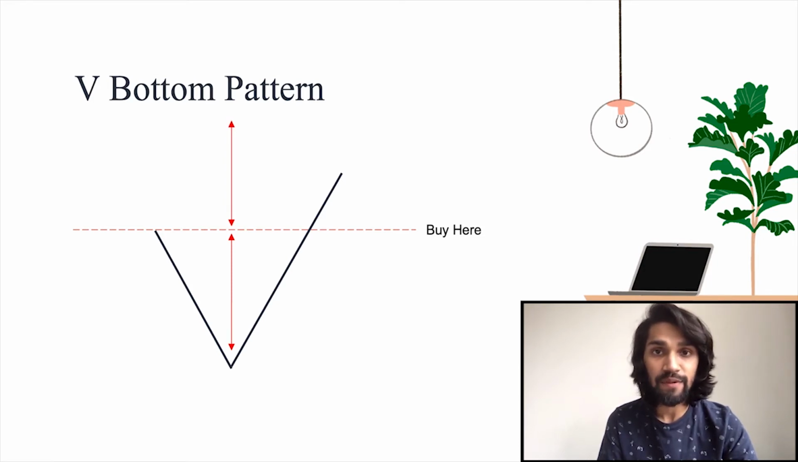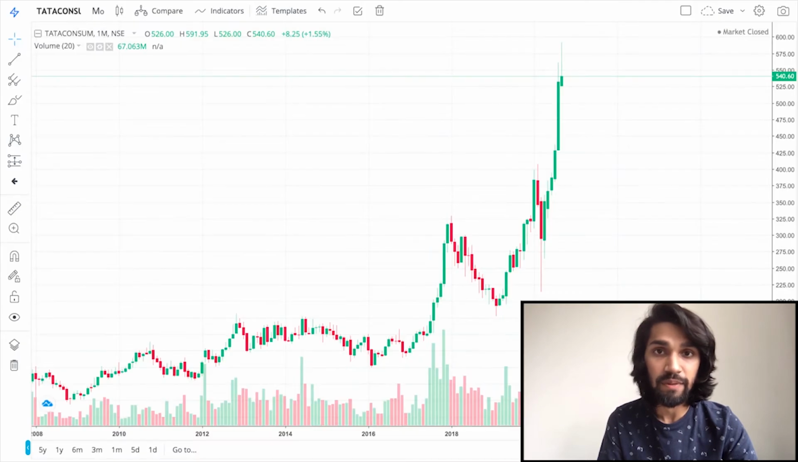During COVID times, you can see a lot of charts that have the V bottom pattern. We will look into an example. This is a chart of Tata Consumer Product, and this is a monthly chart. You can see here, this is a very clear V bottom pattern.